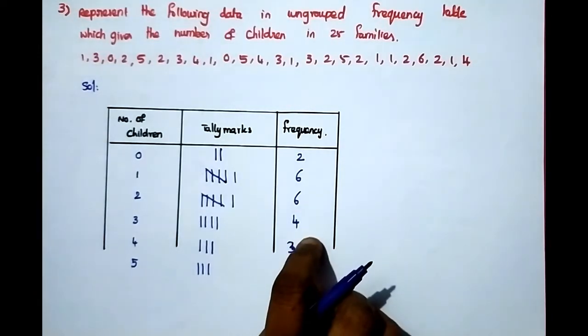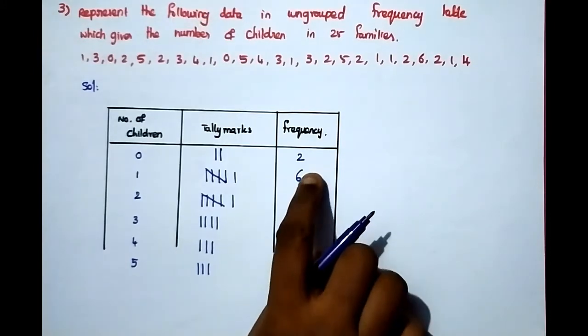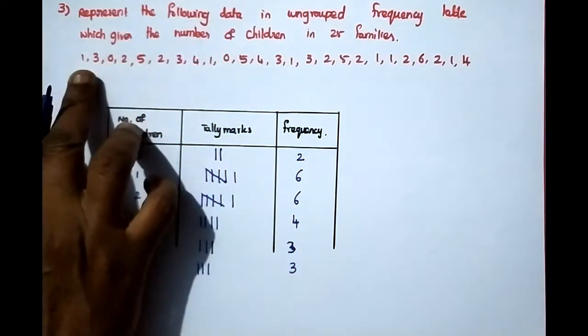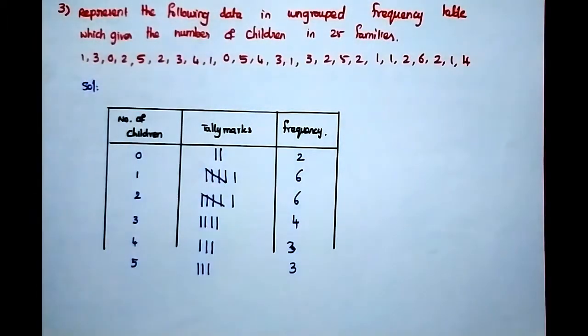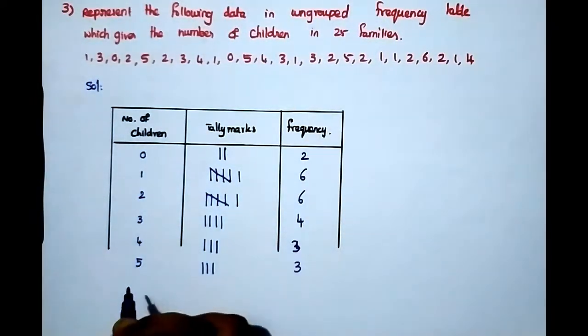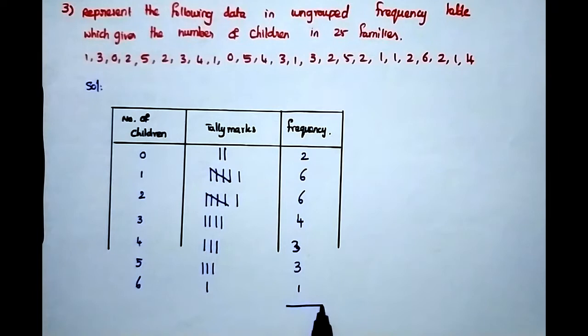Count this one. 6 plus 4 is 10. 10 plus 6 is 16. 22. 24 only is there. Something is missing. 1 6 is there. So write down 6 here and 1. Now the total is 25.